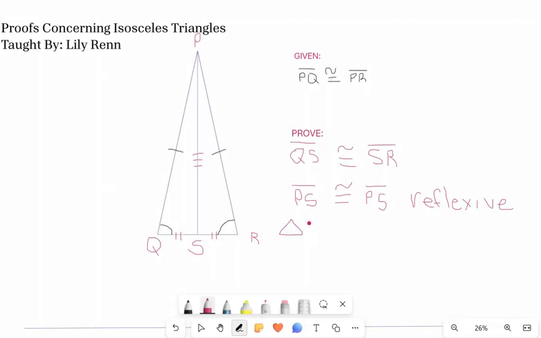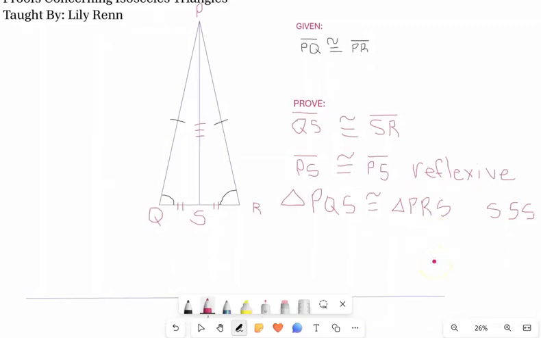Triangle PQS is congruent to triangle PRS. And we know this because of SSS, which stands for side, side, side, because they're three congruent sides. Perfect. Since these triangles are congruent, that must mean that their corresponding angles are also congruent.